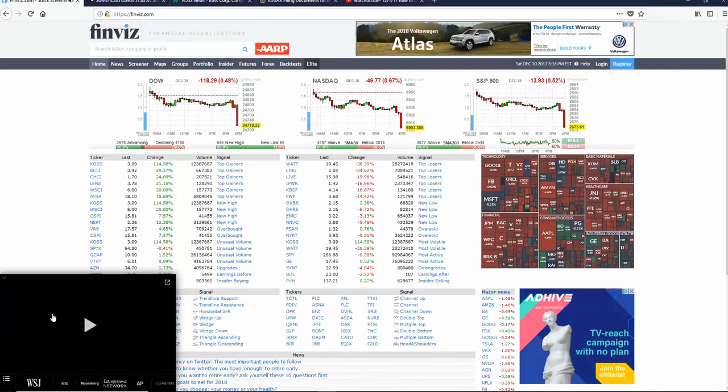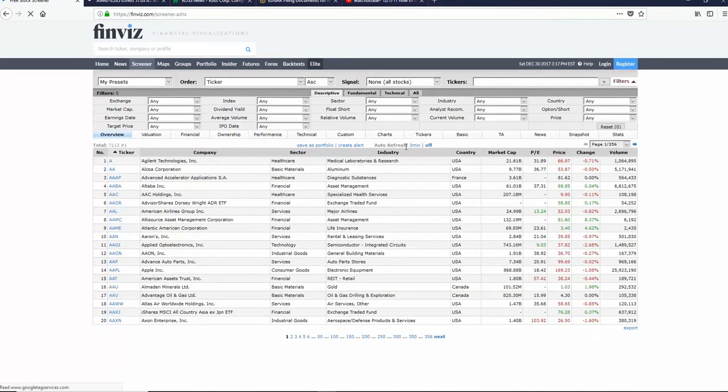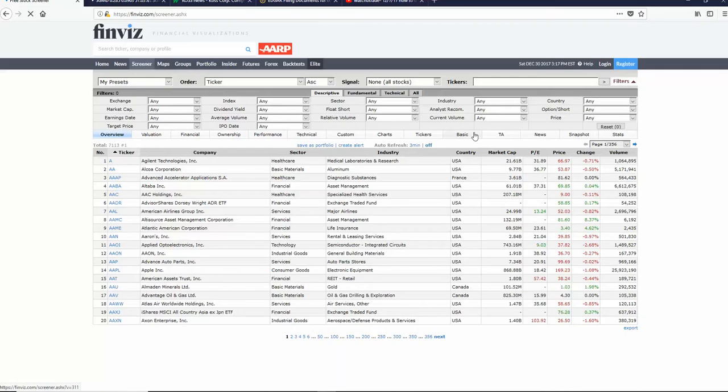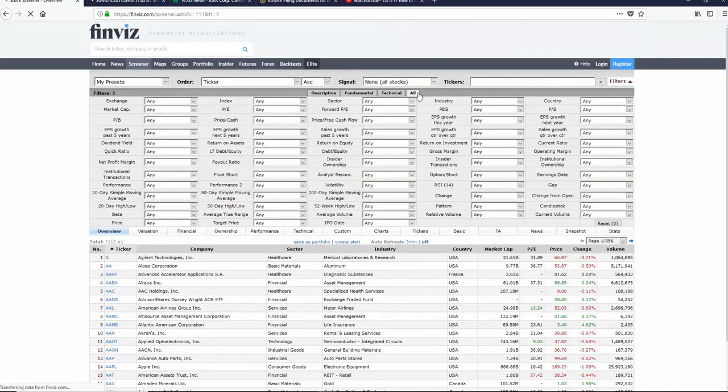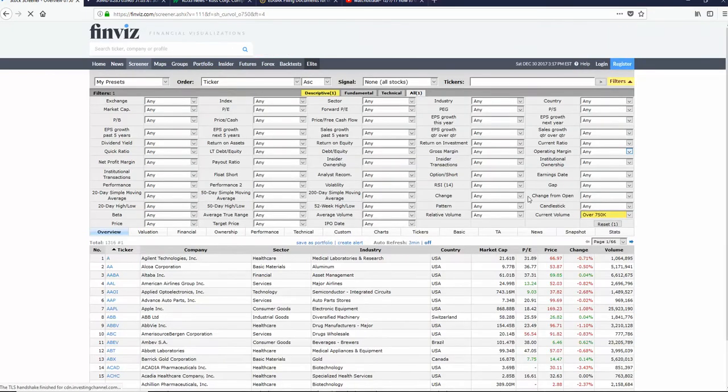It'll give you the biggest percentage changes here. But what you want is to focus on percentage changes with volume. What you can do is go to screener. If you click on screener, you can go to where it says all. And then once you go to all, I like to do current volume over 750,000 shares.